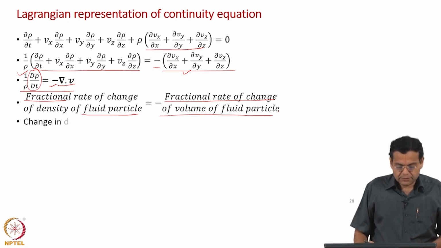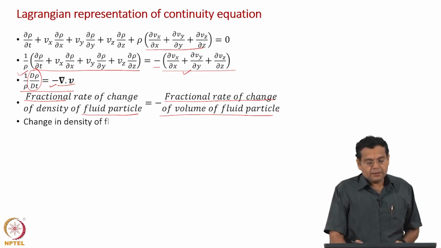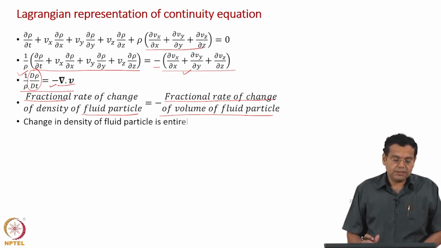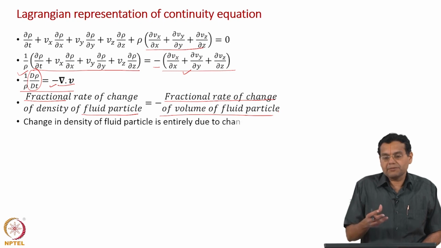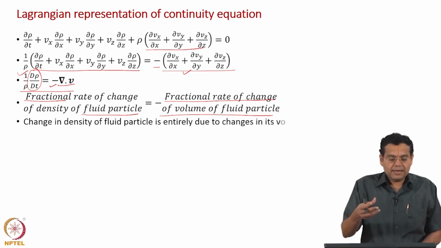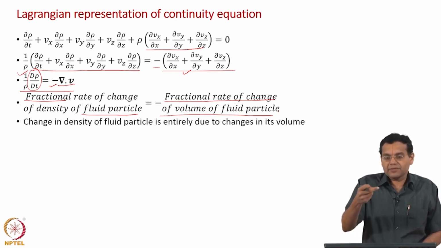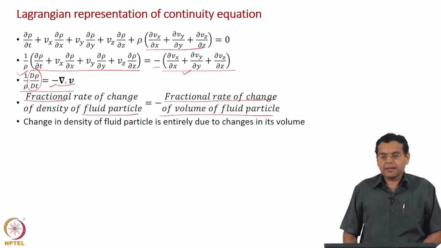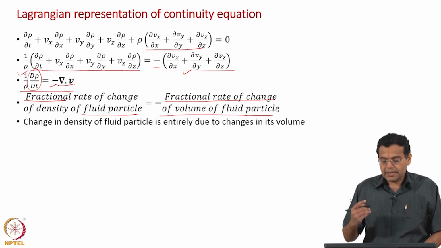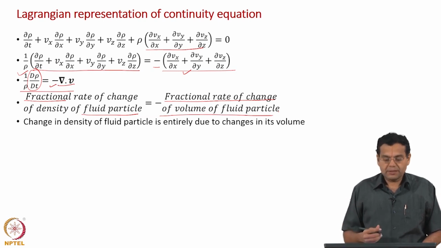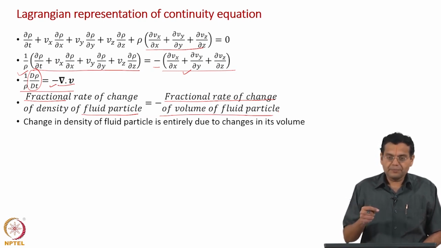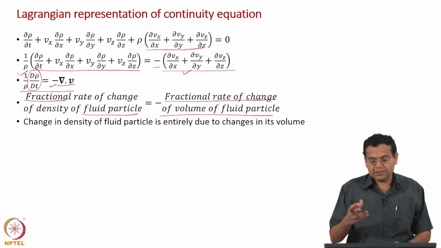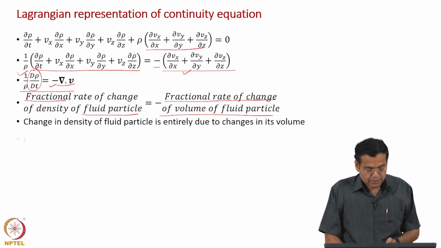So, what does it imply? Change in density of a fluid particle. When you look at this equation of continuity, you should imagine that we are following a fluid particle and looking at its rate of change of density. So, change in density of a fluid particle is entirely due to changes in its volume. Because of change in volume, its density changes, or density changes are attributed to the change in volume.